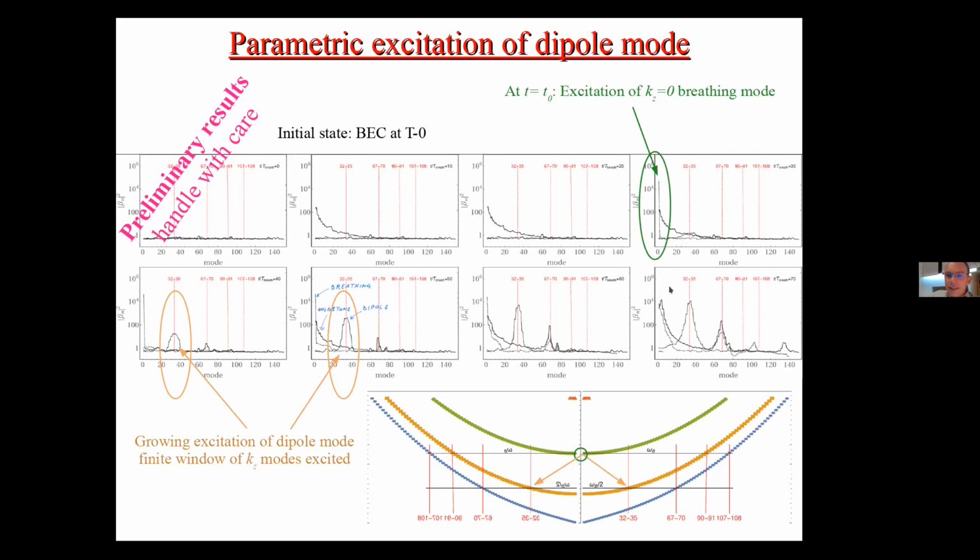Then we let the system evolve, and you see that this excitation in the breathing mode indeed gives rise to some excitations in the dipole mode, around mode 32, 35, which is exactly the frequency that one would expect from the energy conservation condition.